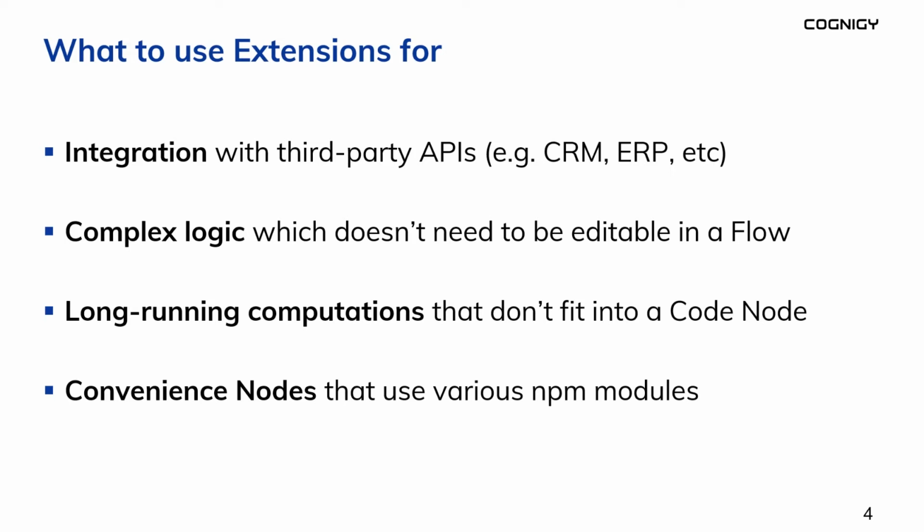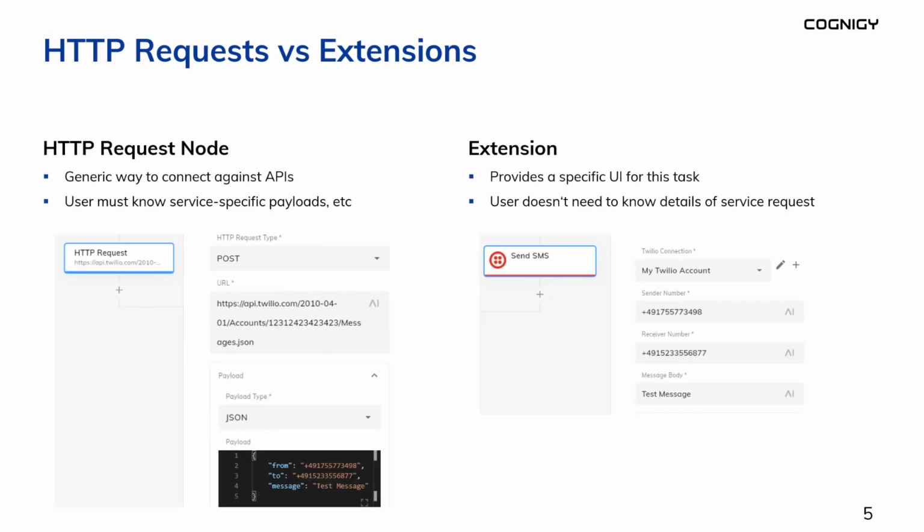Now, looking at the first one, integration with third-party APIs, you might say, well, can't I do that using HTTP requests as well? And of course you can, right? You can use the HTTP request node to connect against any API. So that is our generic way to connect against APIs. But you have to know service-specific payloads, etc. So you must know the URL to connect against. You need to know the HTTP request method. Maybe you need to know the payloads. You need to know about authentication, etc., etc. And you can hide that complexity from your users by building an extension.